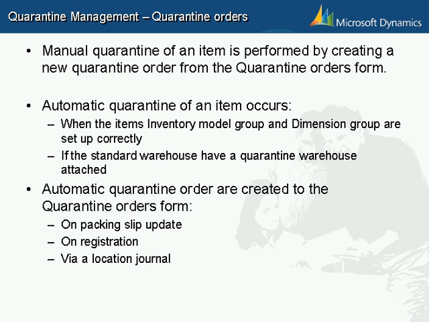By using location journal, the item is registered at the standard or default warehouse with the help of the location journal. Then the journal is posted and pallet transport is generated to move the item from the regular warehouse to the quarantine warehouse. When the pallet transport is complete, a quarantine order is generated. The pallet is moved to a quarantine warehouse.